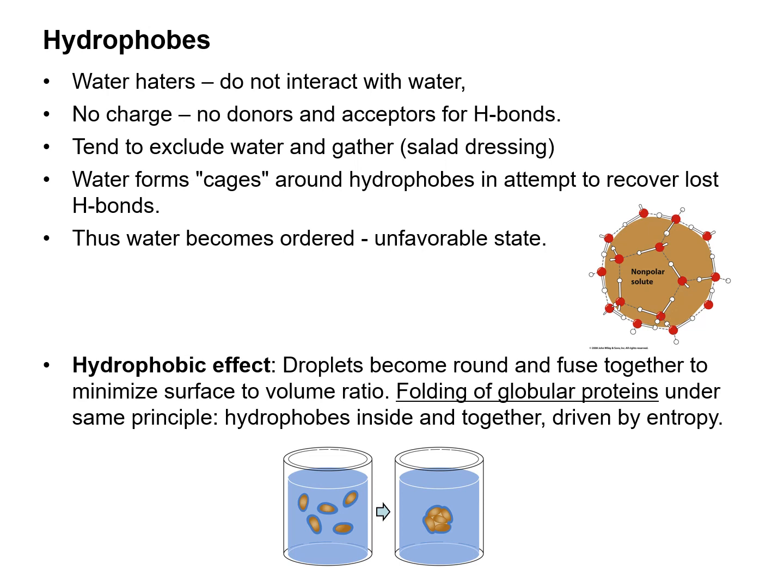And thus, water becomes ordered around the hydrophobes, which is an unfavorable state. So it leads to the hydrophobic effect that we already discussed in an earlier lecture, that the droplets of the hydrophobes become round and fused together to minimize the surface to volume ratio of the water. And globular proteins are folded under the same principle too, because the hydrophobic regions within the protein get inside and get together, and that whole process is driven by entropy to lower any kinds of potential energies there.